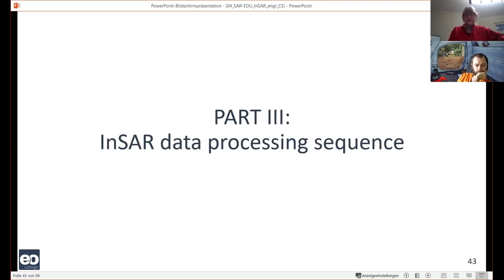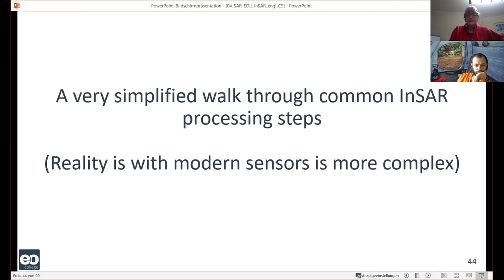Okay, this is part three on InSAR data processing. I don't know, one of these parts I will really run through quickly, because at least this is not my expertise, going into that detail in interferometric processing. We in our department are mainly interested in using elevation models for mapping forest height, or using coherence.